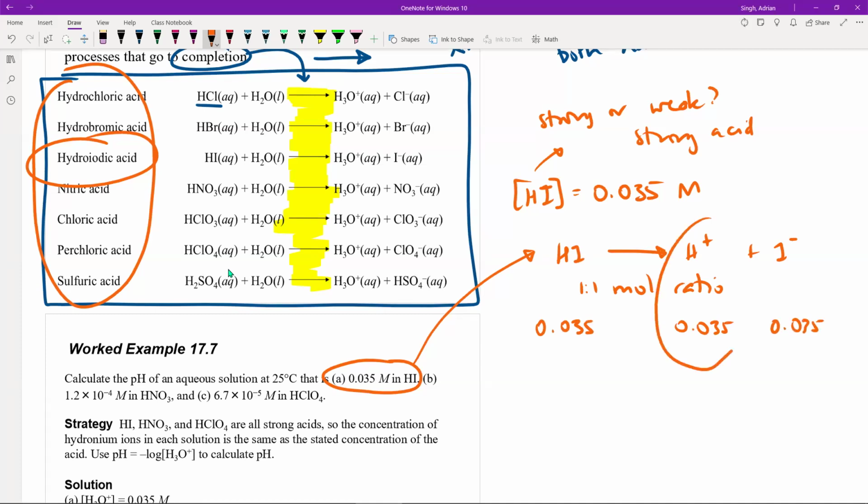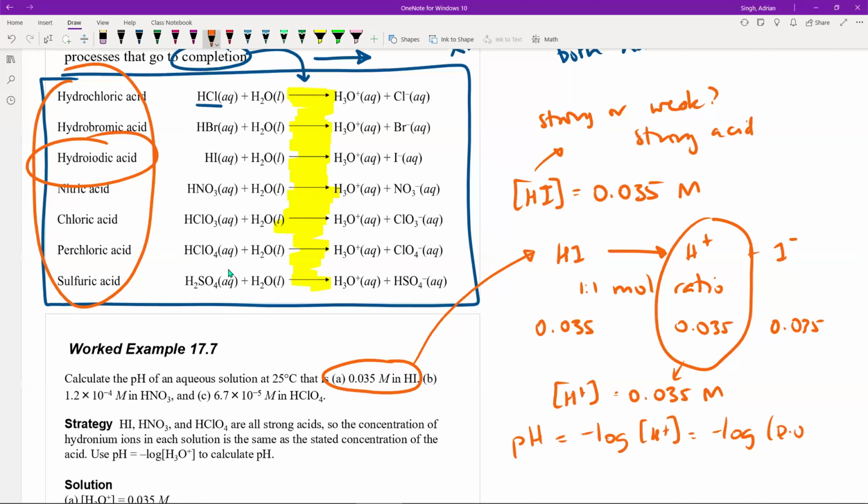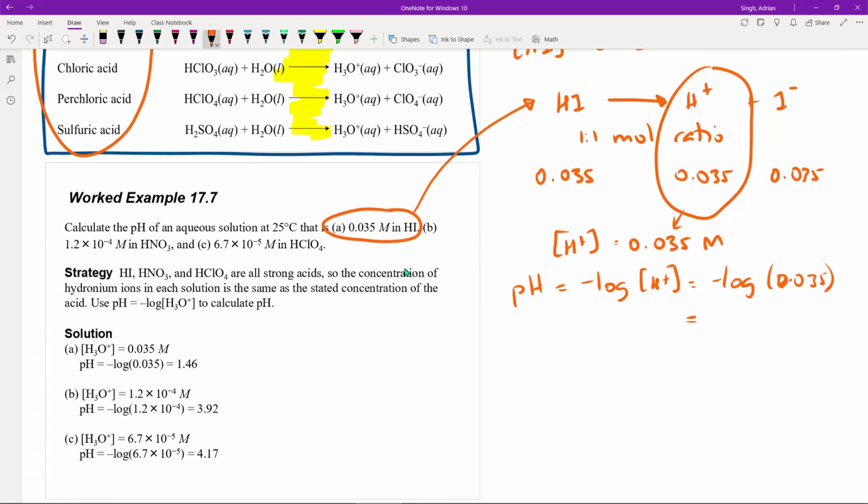So the concentration of the species that I'm concerned with now, the H plus or the H3O plus, right, depending on your point of view, I know what that concentration is. So it's 0.035 molar. If I know what that is, I can then do my pH equation. My pH is the negative log of H plus, so that's negative log of 0.035, right? You'll need your calculator, unless you can do logs in your brain. More power to you if you can do that. I would just rely on my calculator, and that's going to give me a pH of 1.46.